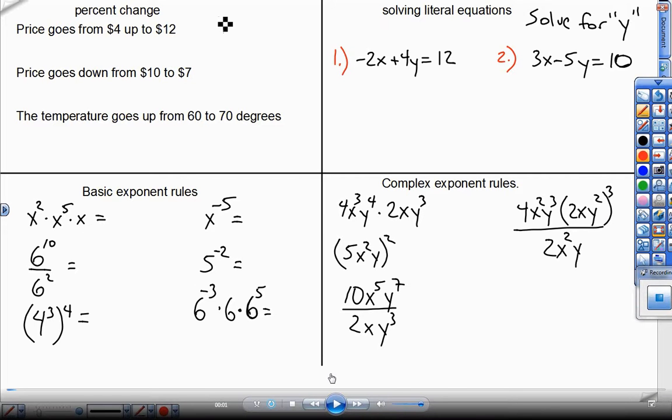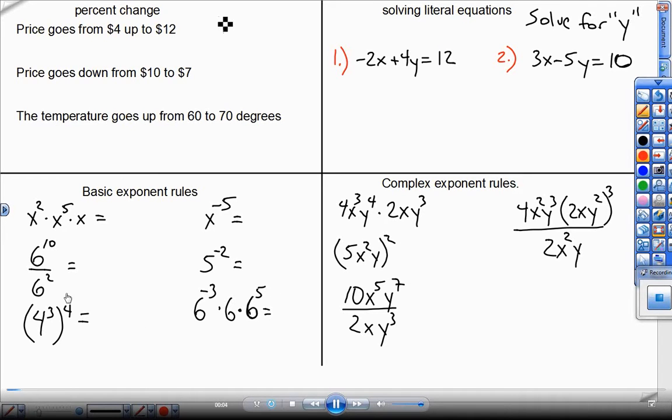Okay, for this video, I'm going to review percent change, things going up or down, basic exponent rules for multiplying, dividing, and raising a power to another power, solving literal equations mixed with x and y, solving for the single variable y, and then complex exponent rule problems. So here we go. Percent change.